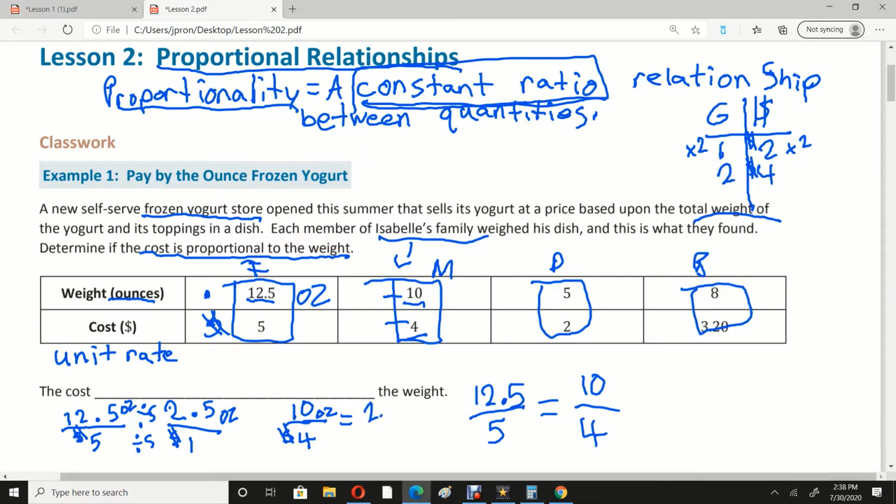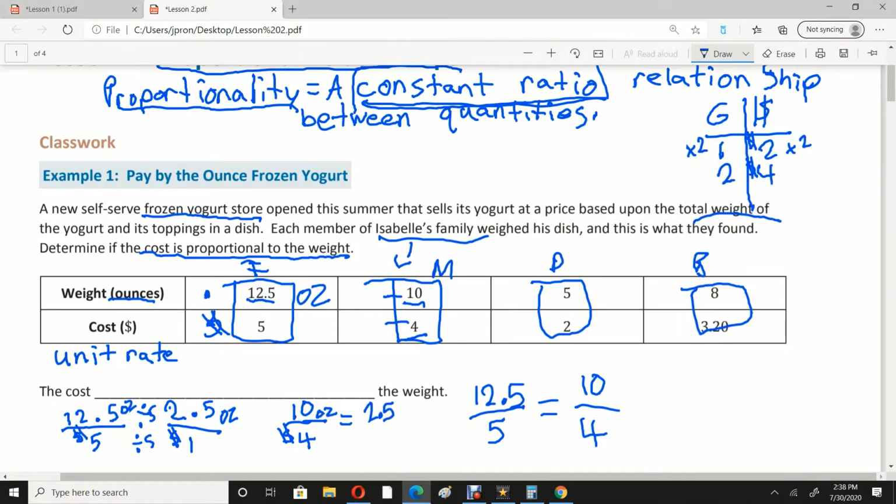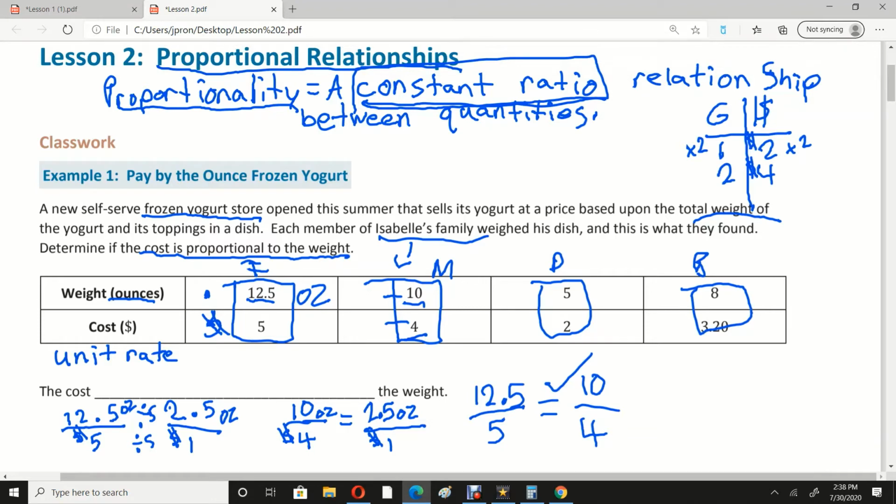And again, we see that this time it cost us 2.5 ounces per dollar, right? For every $1 spent, we get 2.5 ounces. So yes, at least these two are proportional.